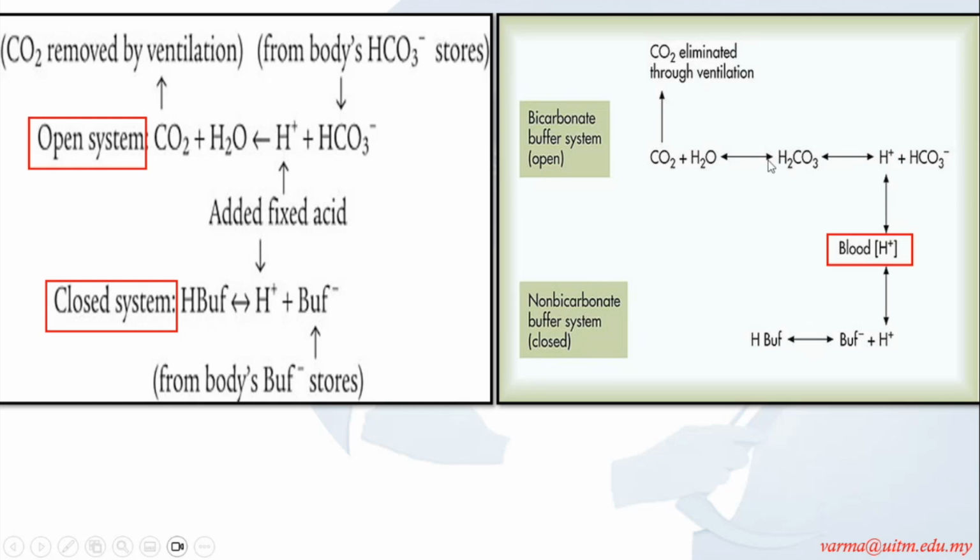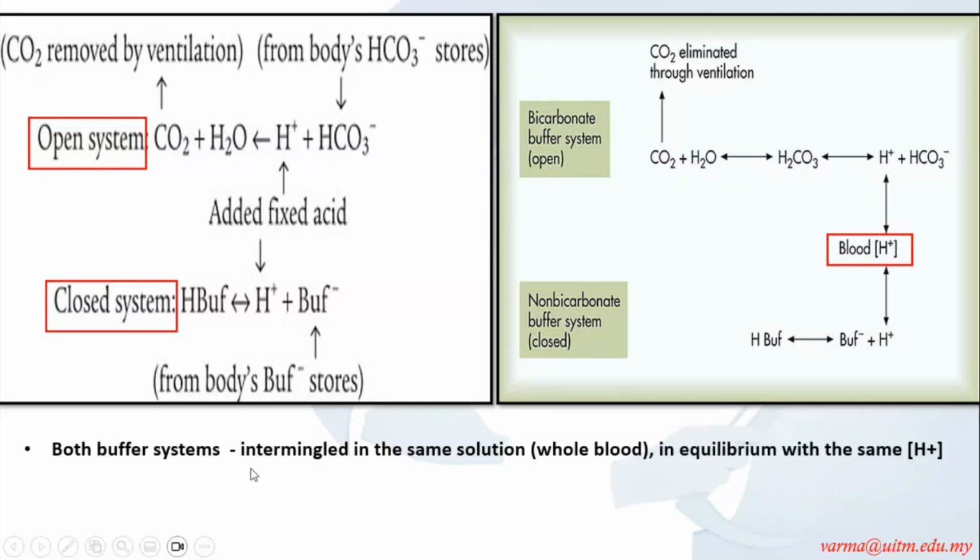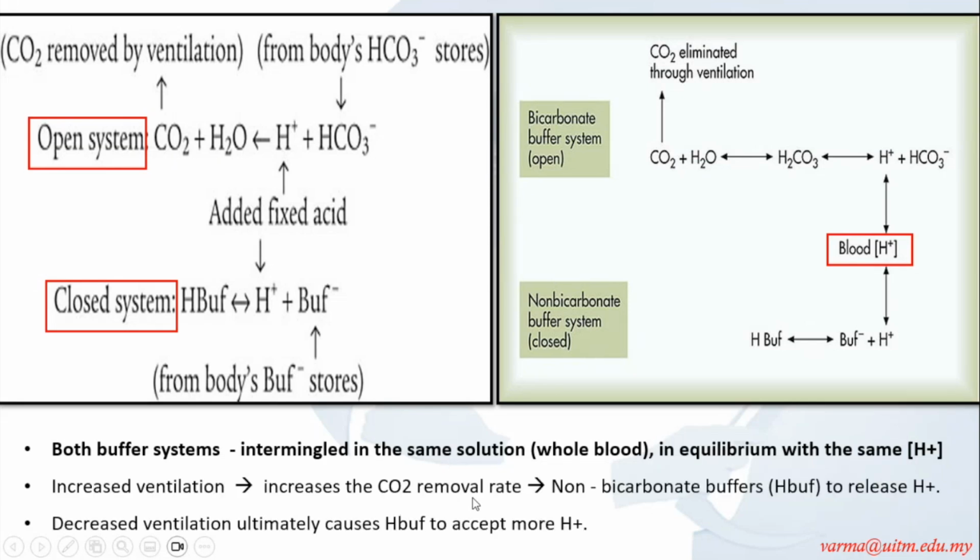So again, the blood H+ goes here and can be eliminated. The fixed acid H+ can go to the bicarbonate buffer system and can be eliminated. And the H+ from the fixed acid can be buffered by both sides as well. Both buffer systems intermingle in the same solution, whole blood, in equilibrium with the same H+. Increased ventilation increases the CO2 removal rate, causing the non-bicarbonate buffer to release H+. In this part, CO2 goes away, and the H+ comes here and can be released.